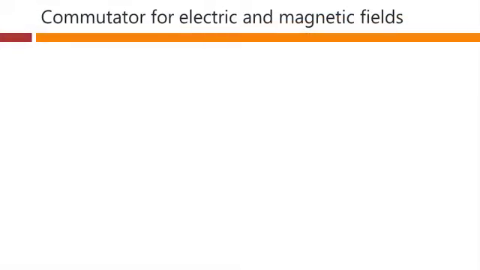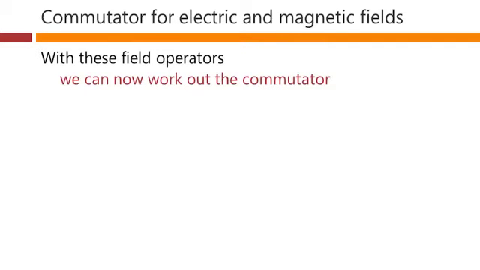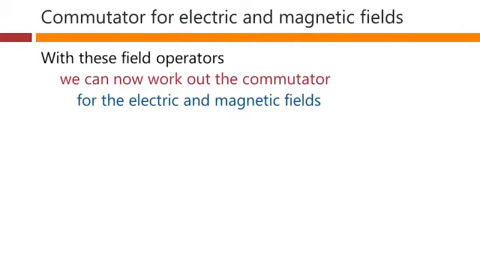Having established these operators for the electric and magnetic fields, what other interesting properties might they have? We'll look at just one here, which is based on the commutator of the electric and magnetic field operators. So let's look then at this commutator. With these field operators, we can work out this commutator. And we're now taking the commutator for the electric and magnetic fields.